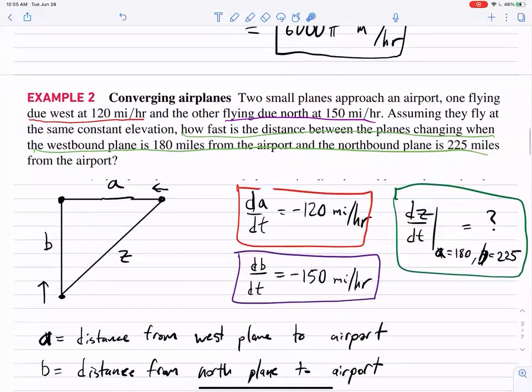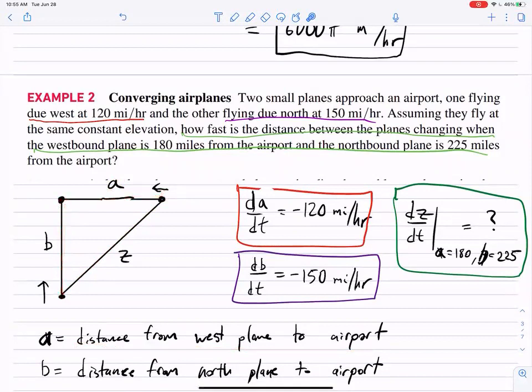So the first thing we're going to do is draw the picture. And the picture is going to be this triangle, right? Where little a is going to be the distance from the west plane to the airport, because this is, we'll call that east-west. And this is north-south. And so this is the distance from the north plane to the airport. So this one's flying north, this one's flying west.